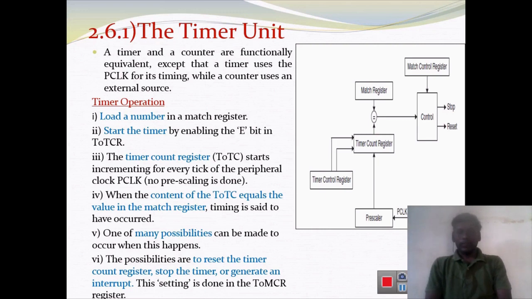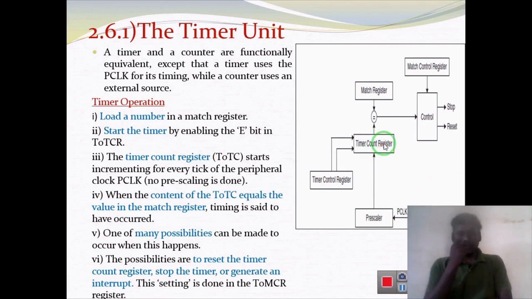Generally the match register is where we store data. For example, if I set the number 5, that is the number available in the match register. One side of the comparator has the original match register value, that is 5. Then there is a timer counter register. This counter register will be incremented by 1 based on the clock signal coming from the prescaler unit, which is activated based on the program clock. For every tick of the clock, the counter register value is incremented by 1.